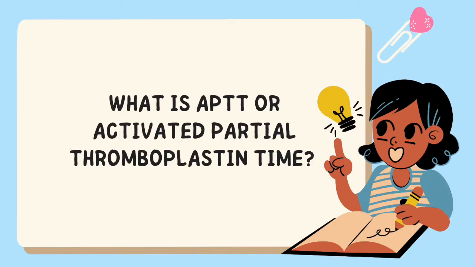APTT, or activated partial thromboplastin time, measures the intrinsic and common pathway, so it measures all factors except factor 7 and 13. In APTT, we add calcium and activating substances like kaolin and cephalin to the plasma to start the intrinsic pathway. Kaolin serves to activate the contact-dependent factor 12, while cephalin is a substitute for platelet phospholipids.